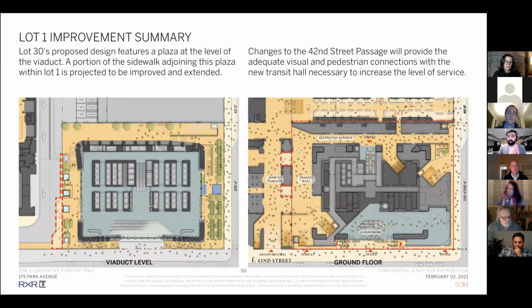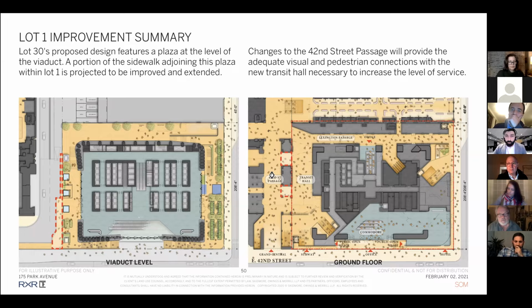And I'm going to take you through the second portion of our application here, which is improvements to Grand Central Terminal itself, so Lot 1. Those consist in two parts that I'm going to go through. The first part is improvements at the viaduct level to the sidewalk. And the second part is improvements to the retail storefronts within the 42nd Street passage. So the first one is exterior at the level of the viaduct. The second one is interior at the level of the ground floor.